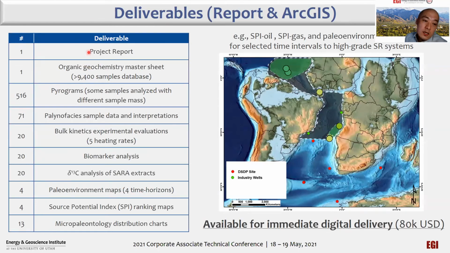This is the list of deliverables which are available for immediate digital delivery, except for biomarker and stable carbon isotope analysis. With these, we had some delay due to the pandemic, but we have received the results and we are finishing the interpretation. So we are working to deliver these 2 items to the sponsors in early June, if not by the end of this month.